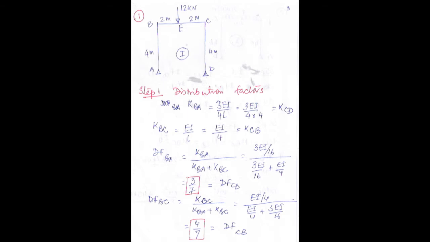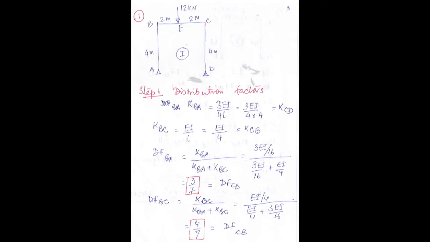Let us solve one numerical. This is one question given. The question is, analyze the portal frame, draw the bending moment diagram, and find out the support reaction. So let us start. As I have discussed, the first step is to find out the distribution factor. To find out the distribution factor, first we are doing the stiffness of BA. The formula was 3EI by 4L. So 3EI by 4L.